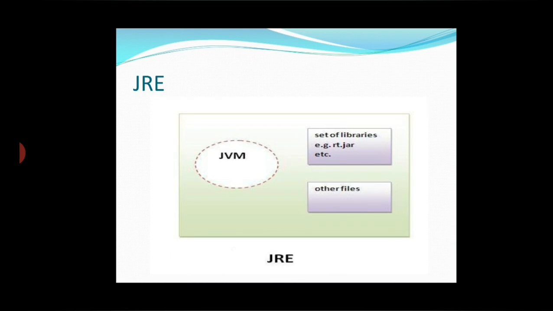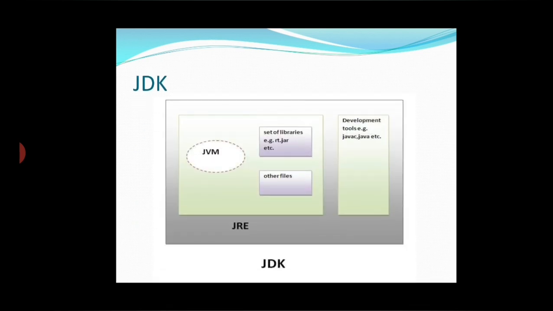Now JRE, that is Java Runtime Environment. What actually happens, you can clearly see in this figure: JVM is in the JRE, that is the runtime environment, along with a set of libraries which are required in our programs. JDK. Now this complete setup, that is JVM, then JRE, comes within JDK, Java Development Kit. JVM is first surrounded, afterwards there are development tools like Java, etc. And this whole setup is known as JDK.